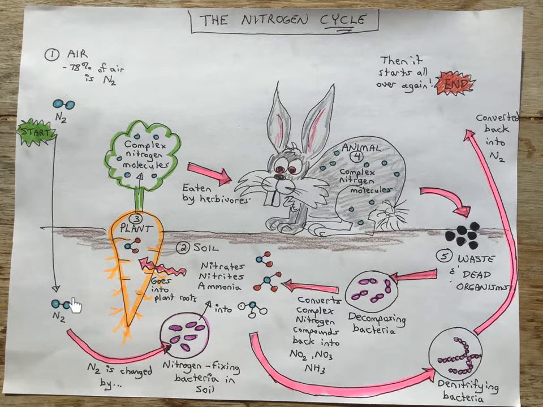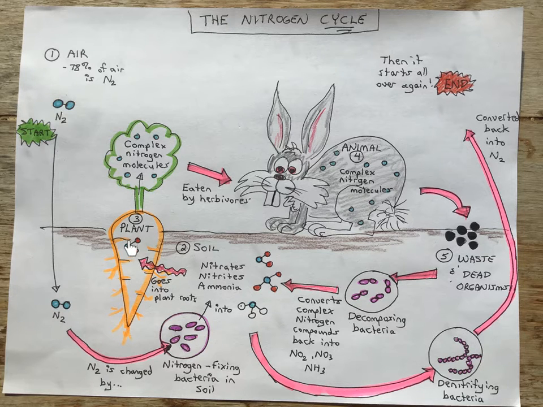It's also in the soil because there's air pockets in the soil. So here it is. But plants can't use it. Animals can't use it, but it's a main part of our tissues. There's bacteria in the soil, nitrogen fixing bacteria, here it is, that takes this molecule and changes it into nitrates, nitrites, and ammonia. Basically, they've added oxygen here and here to the nitrogen, and here they've added hydrogen.